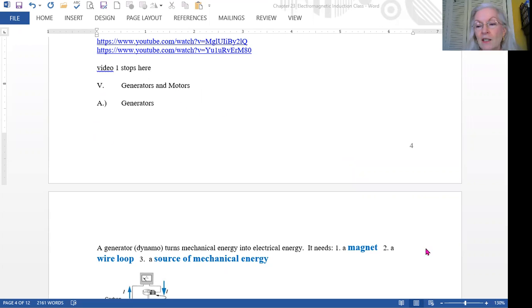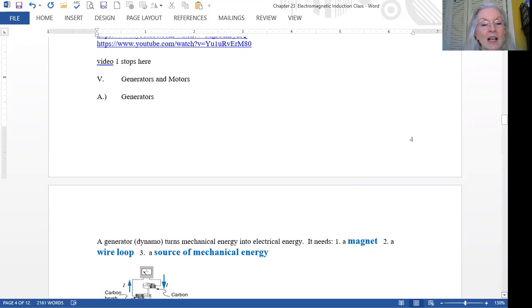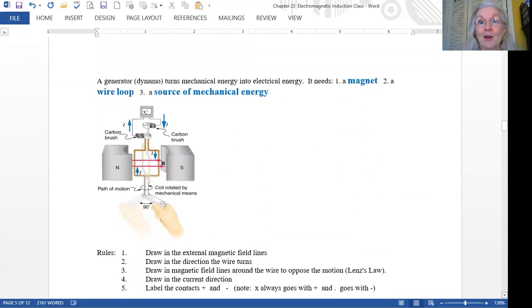All right, so what is a generator? A generator, sometimes called a dynamo, although not usually these days, takes mechanical energy and turns it into electrical energy. So a generator will need some sort of magnet. It will need a wire loop. Typically, it's lots of wire loops, not just one. And it will need a source of mechanical energy. So a magnet, a wire loop, and a source of mechanical energy. And we have a little demonstration generator that I'll bring to class for us to look at.